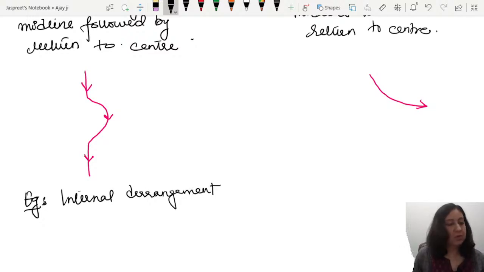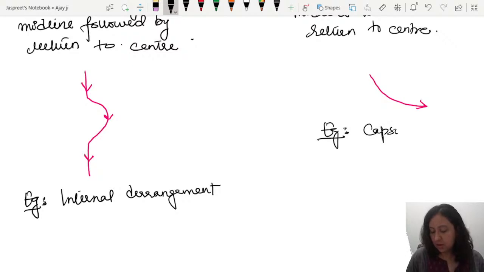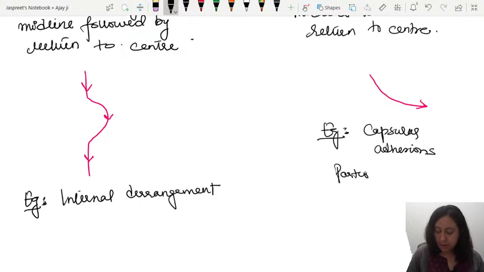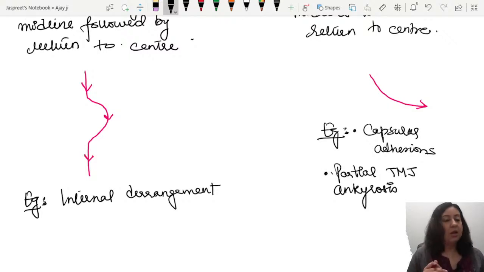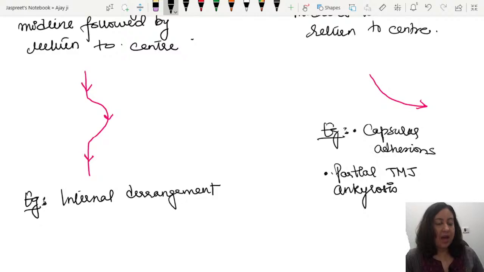Now, the examples here are capsular adhesions and partial TM joint ankylosis. Now, what do you mean by partial TM joint ankylosis? In fibrous ankylosis, as I have taught in the class, there are certain movements that are possible, some amount of mandibular movements are possible.